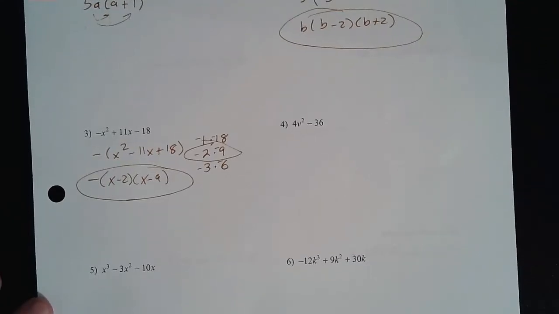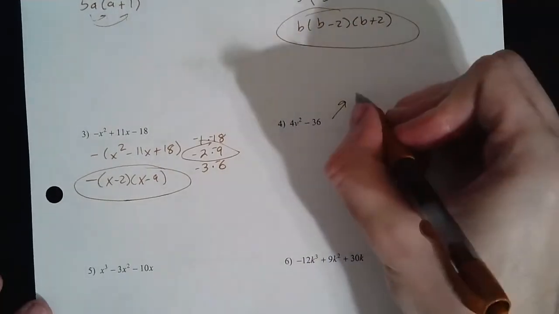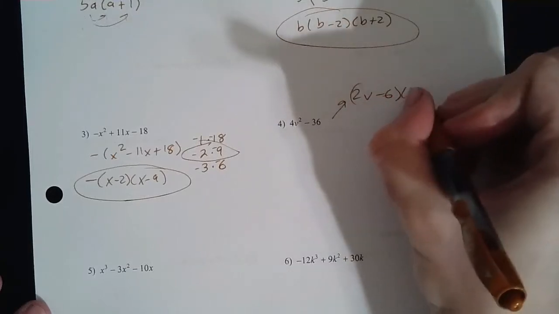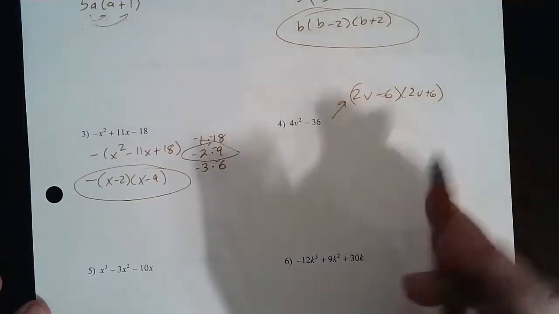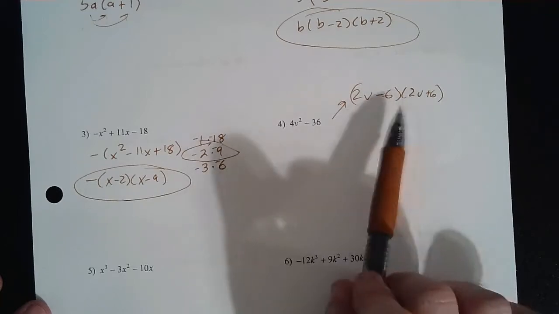Number 4. It's tempting to immediately write the difference of two squares, and I probably wouldn't fault you. I'd probably only take off a point if you immediately went to an incorrect answer saying, oh, 4 is a perfect square, 36 is a perfect square, and I got 2v minus 6 and 2v plus 6. The problem is these can now have a 2 factored out, and this can have a 2 factored out. It's kind of just too much effort.